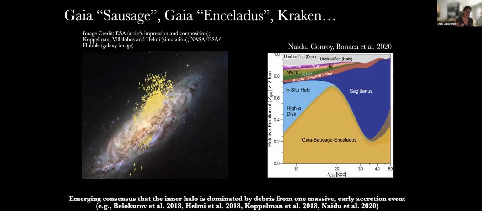In particular, I want to highlight the emerging consensus in the field of Milky Way studies that the inner halo of the Milky Way is dominated by debris from a single massive accretion event. This is sometimes called the Gaia Sausage, sometimes Gaia Enceladus, sometimes Gaia Sausage Enceladus. I'll probably stick with that to be agnostic on the naming. But what I want you to take away from this is that this is a major paradigm shift from the first Gaia data releases, that we believe that most of the debris that we're seeing in the Milky Way halo in the solar neighborhood is dominated by debris from this one event.